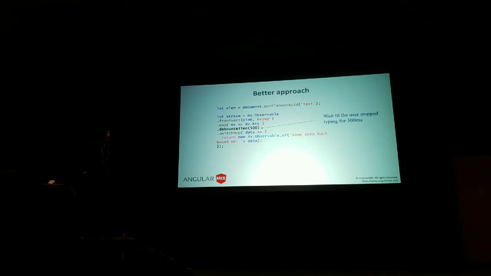So by saying debounce 500 milliseconds, you're essentially saying, I'm going to wait for the user to not do anything for this time. So once they stop typing and take their hands off the keyboard, this is when I want to do my HTTP request. So by calling debounce 500 milliseconds, you're able to have a more natural approach to our work. This is way better than the filter, by the way, so that's one thing. Better approach.